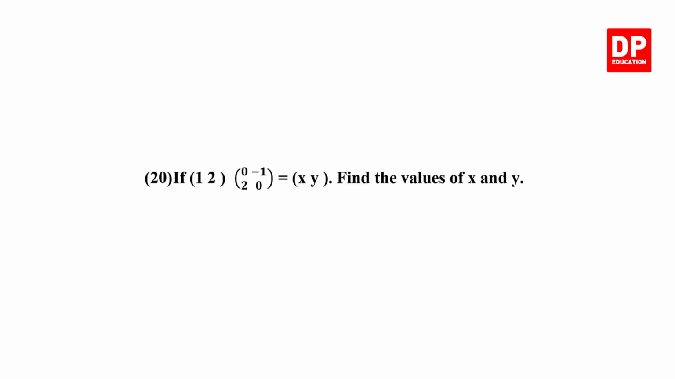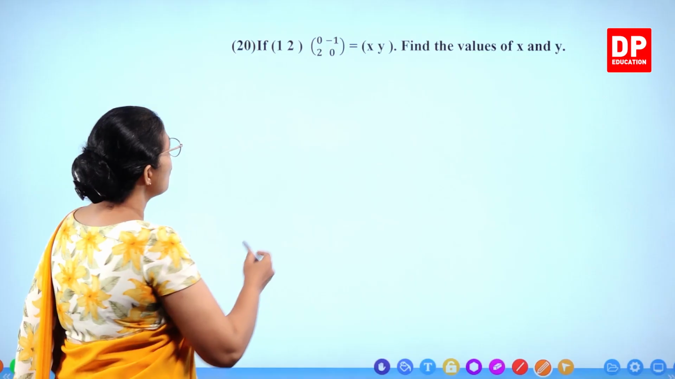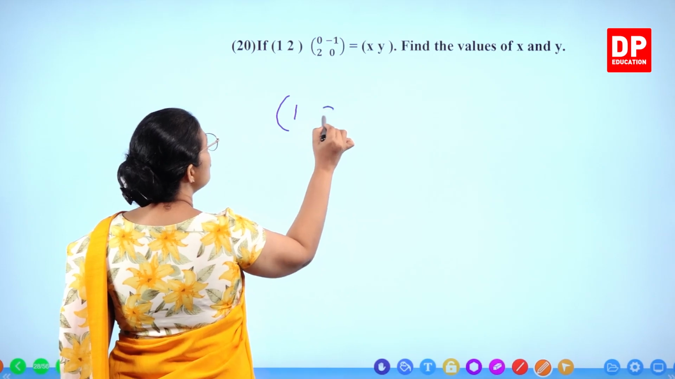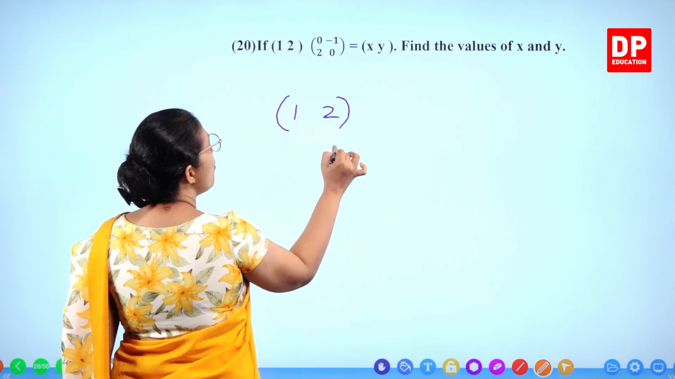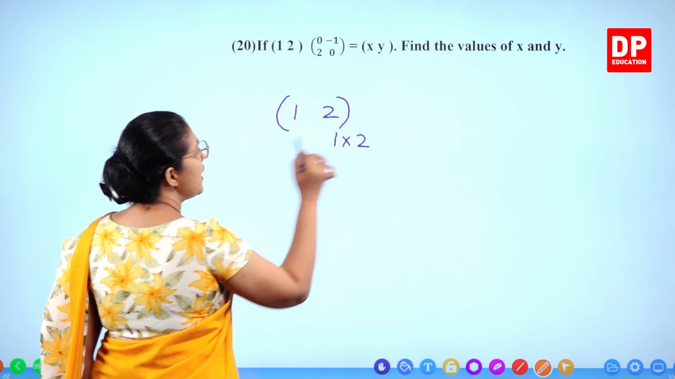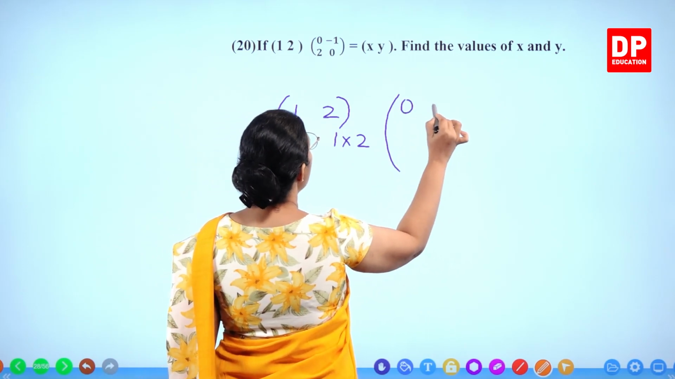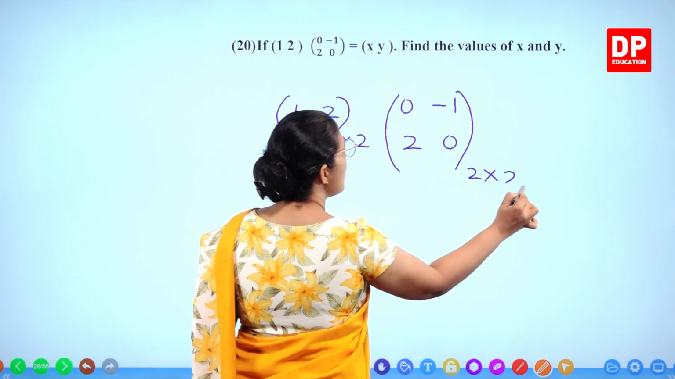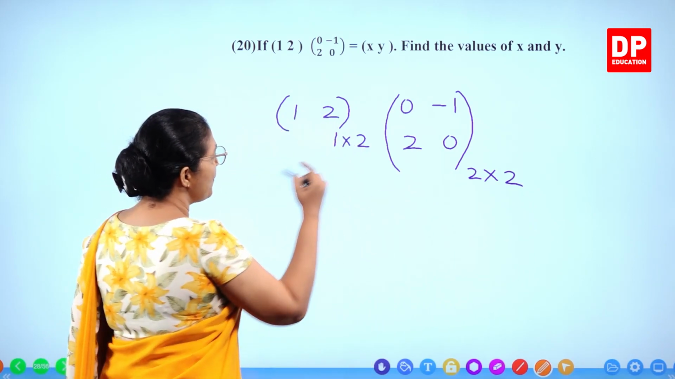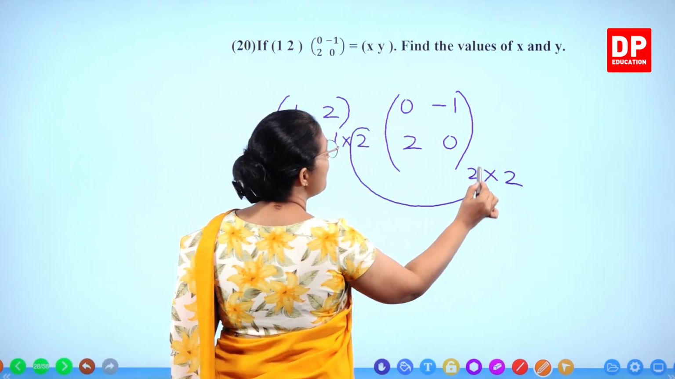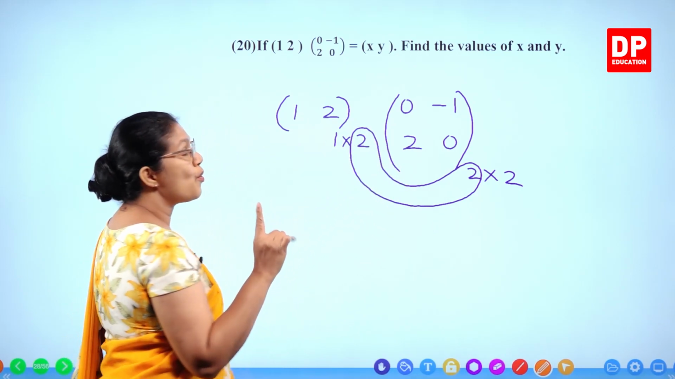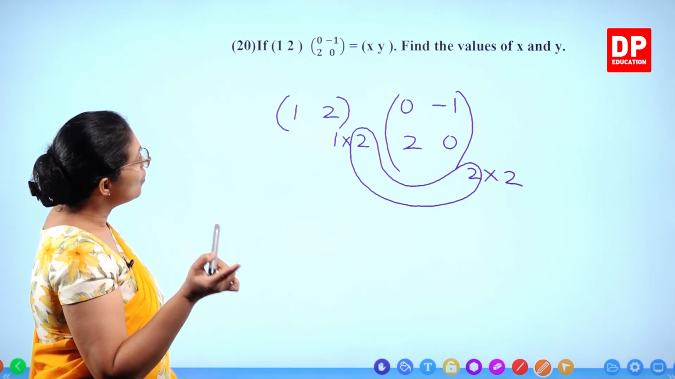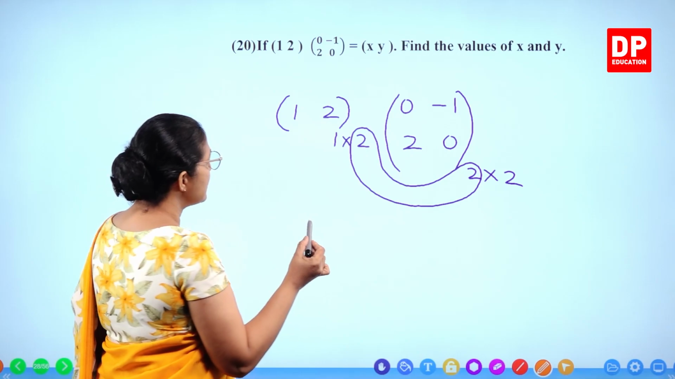Question number 20. Matrix multiplication. Find the values of x and y. This is a 1 row, 2 columns, 1 by 2 matrix. This is 2 by 2, 2 rows, 2 columns. Just check whether you can multiply. The columns of the first one should be equal to the rows of the second one. So that's equal. So what is the resulting matrix?